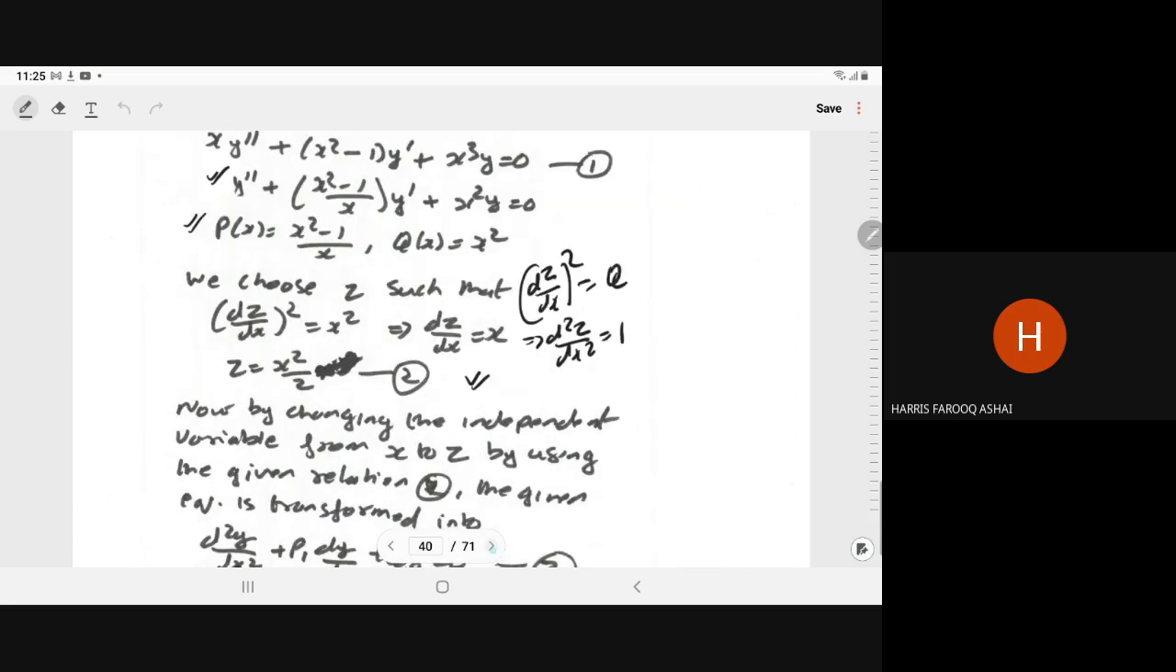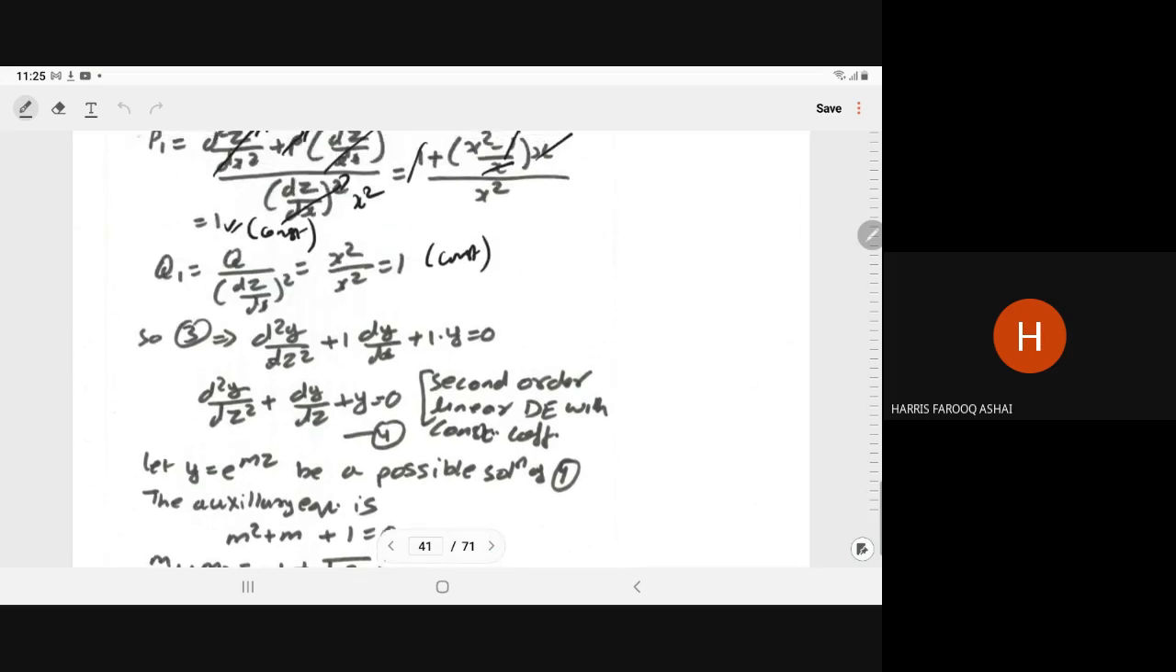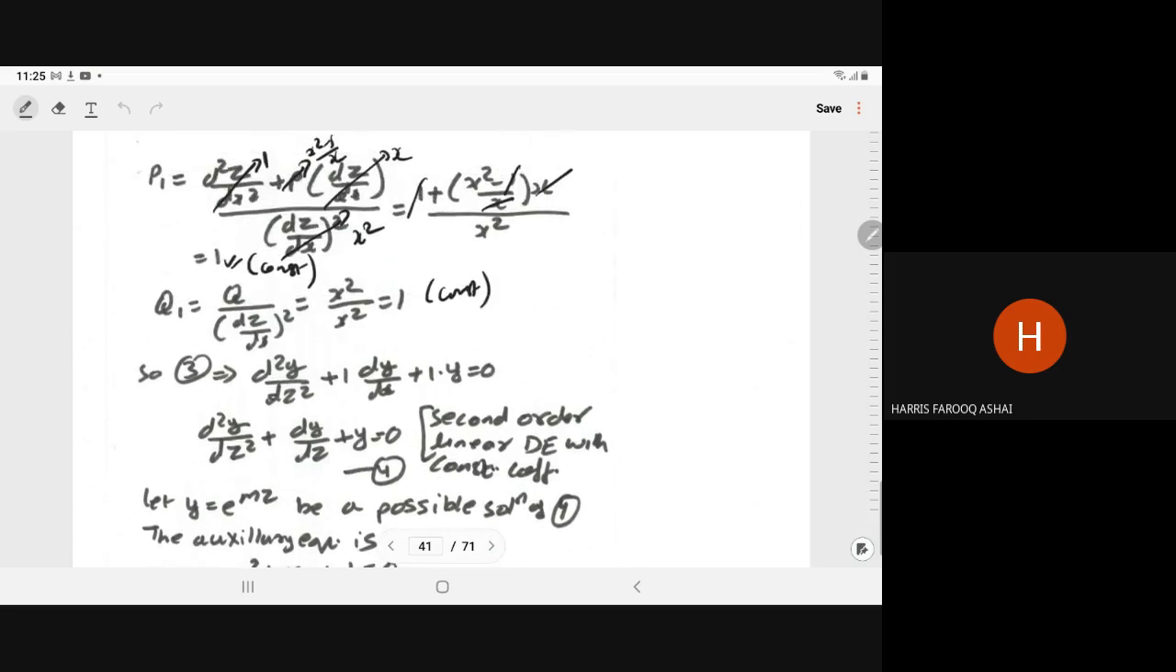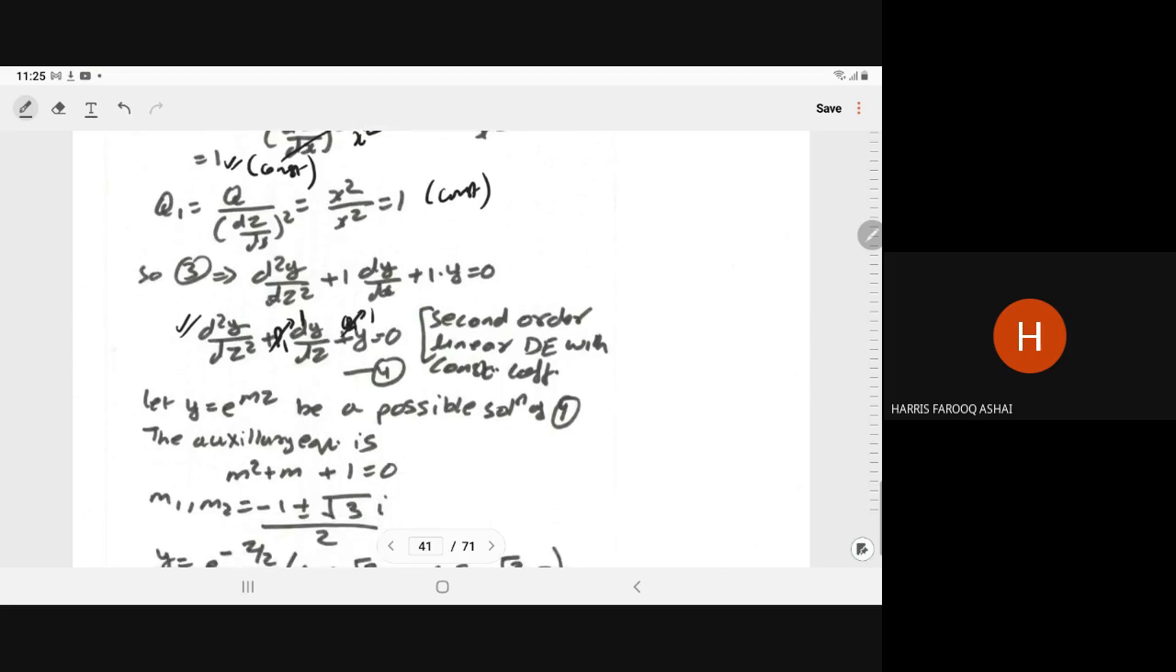So what is the benefit? You have transformed your general second order differential equation into a second order differential equation with constant coefficients. d2y upon dz2 plus dy by dz plus y: here p1 and q1 are both 1. And now we know how to solve this.